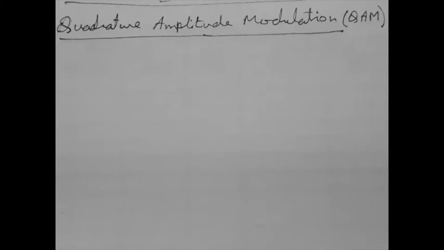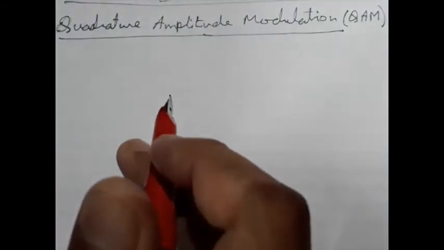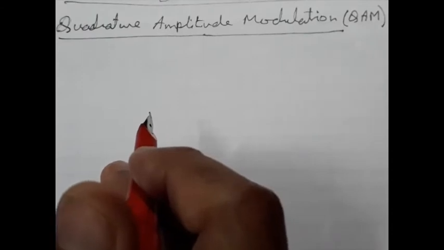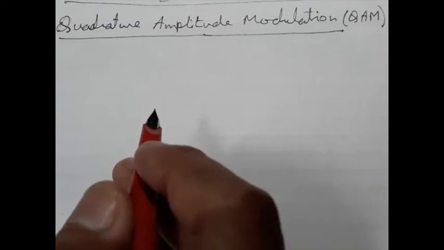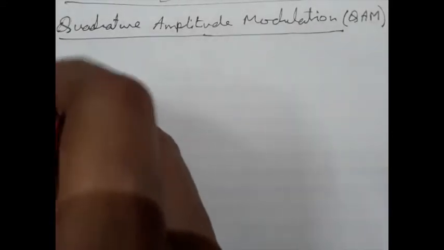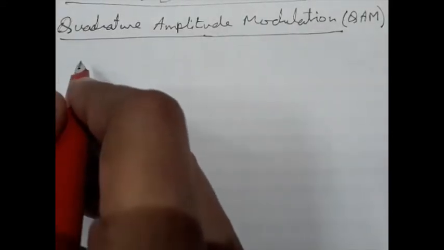This is what we call quadrature amplitude modulation. But this quadrature amplitude modulation is different from the QAM present in digital communication. You will learn digital QAM during the digital communication class. But this quadrature amplitude modulation is in the analog domain. So let us try to understand the transmitter and receiver sections.